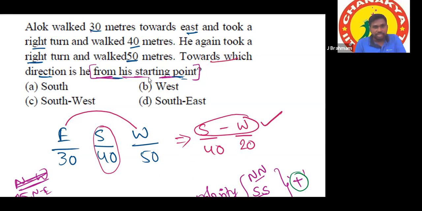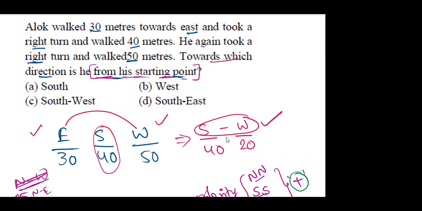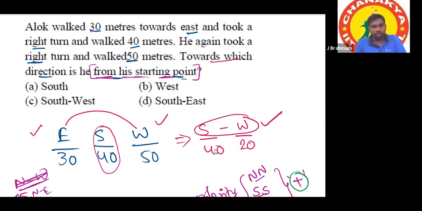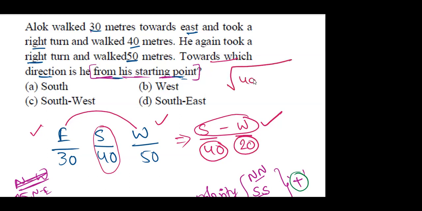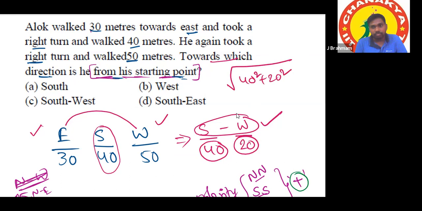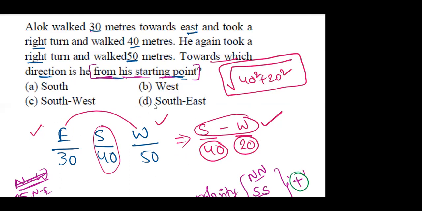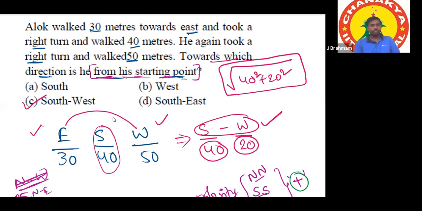Towards which direction is he from the starting point? From the starting point to the final position, the direction is southwest. Sir, if they asked how far, like in the previous question? If he had asked how far for this question also, simply we would do one thing: here there are two numbers, 40 and 20, and we take the square root of 40 squared plus 20 squared. Because we cannot get a perfect number, he has not given that question here. Okay, sir, so the answer for this question is southwest.